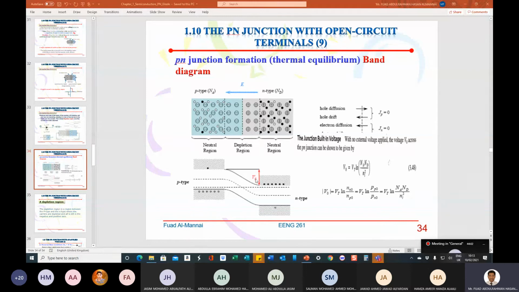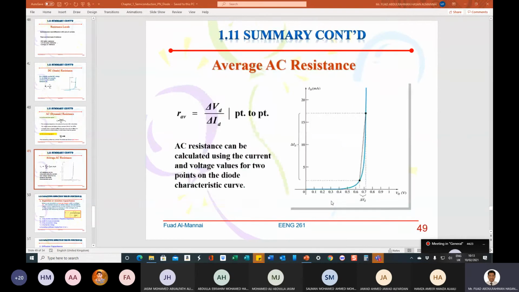There you go, see it? This V0, which is the built-in voltage. You have to overcome it so that the band diagram becomes straight, so that the electrons and holes will move, and that's what makes the diode conduct. Okay, got it, guys? That's why.